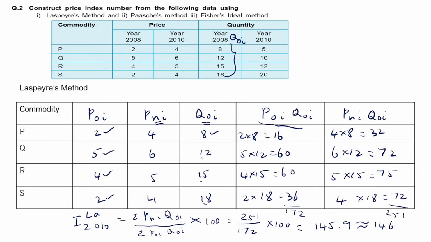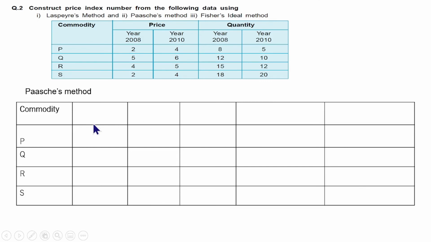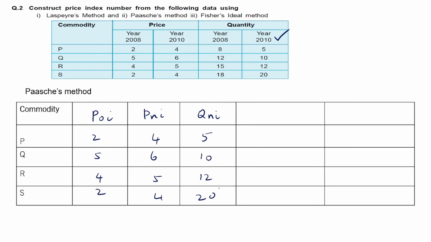Now we will move on to the next method. The next method is Paasche's method. According to Paasche's method, we have to use the current period quantity as the weights. So here we have P naught I: 2, 5, 4 and 2. Then P n I: 4, 6, 5 and 4. And we have to use the current period quantity as weight. So it is 5, 10, 12 and 20.